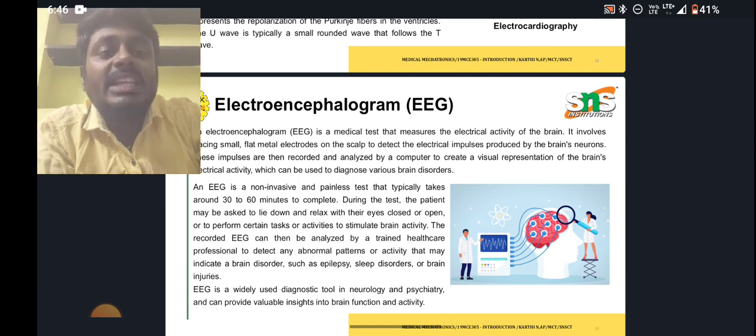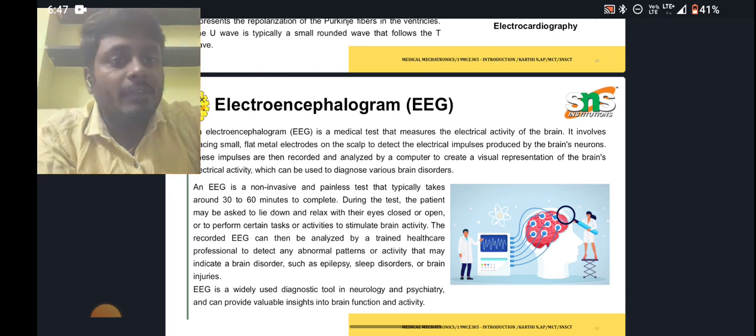The recorded EEG can then be analyzed by a trained healthcare professional to detect any abnormal patterns or activity that may indicate a brain disorder, such as epilepsy, sleeping disorders, or brain injuries. EEG is a widely used diagnostic tool in neurology and psychiatry and can provide valuable insights into brain function and activity.